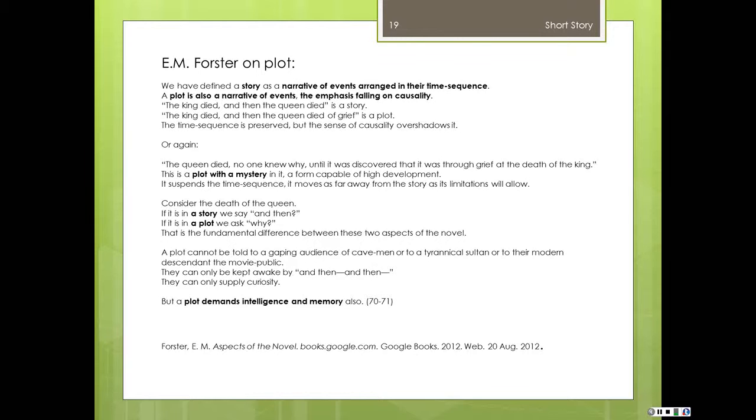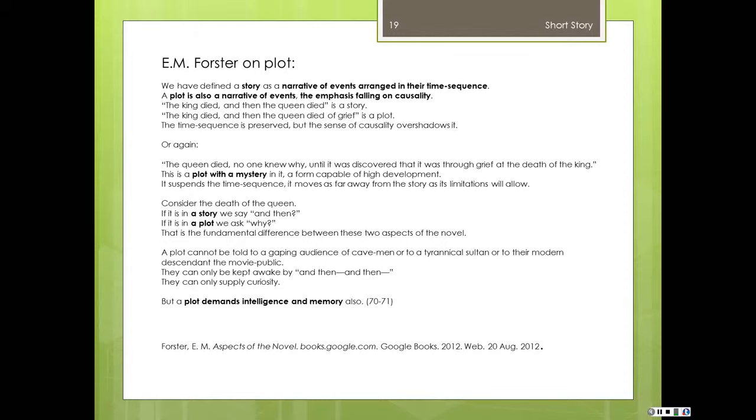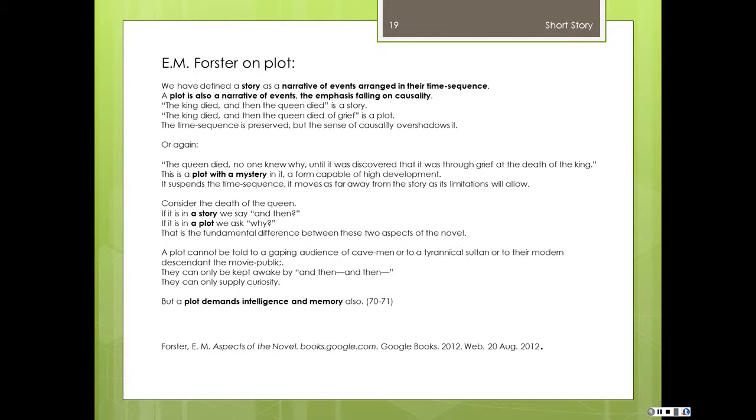The king died and then the queen died is a story, a narrative of events and time sequence. The king died and then the queen died of grief is a plot, because the causality is the most important part, why the queen died. He gives us another example. The queen died, no one knew why until it was discovered that it was through grief. This is a plot with mystery, so you can have a different kind of development. And it suspends the time sequence because we learn about something that happened in the past, why she died, at some point in time in the future.